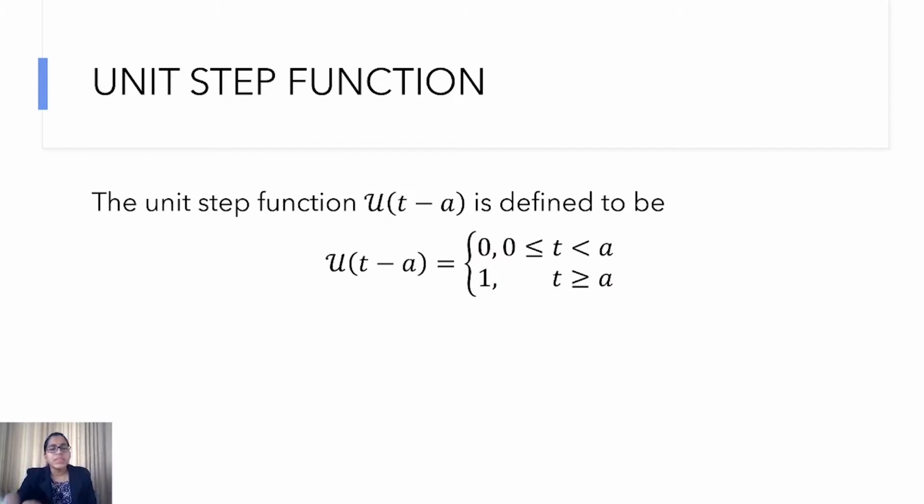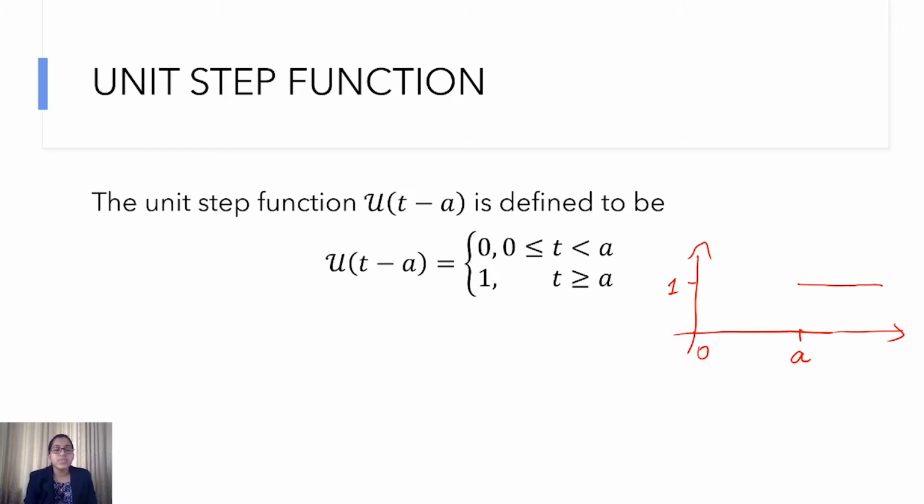If we graph the unit step function, you know how it will be. If this is a, then from 0 to a, the function value is 0, and above a, the value becomes 1. Above a, the value is constant and it is 1. This will be the graph of the unit step function.